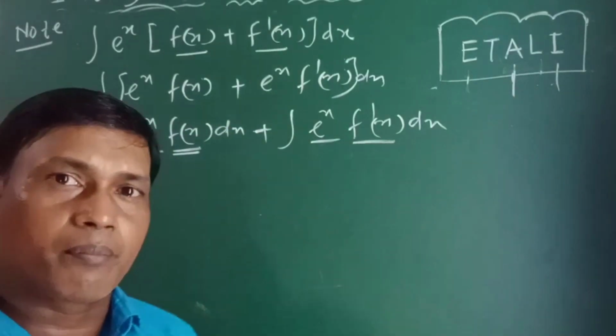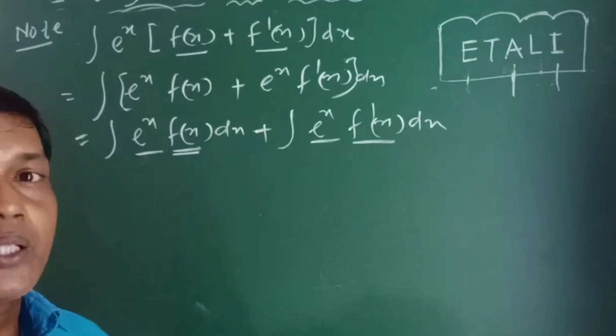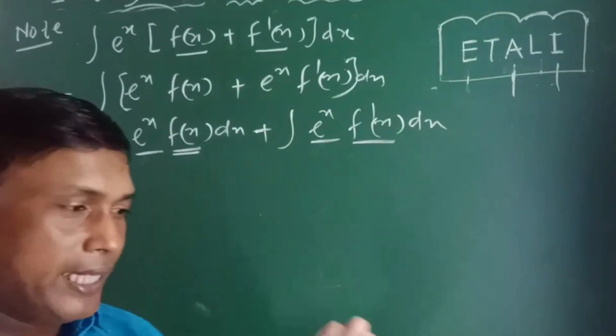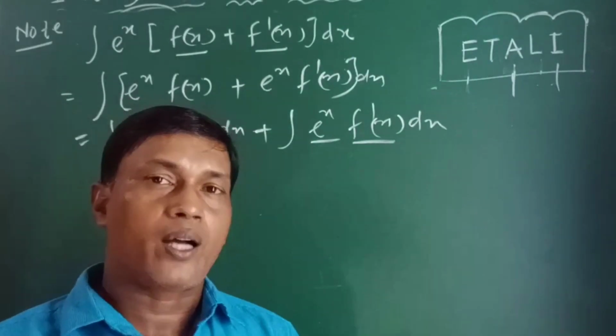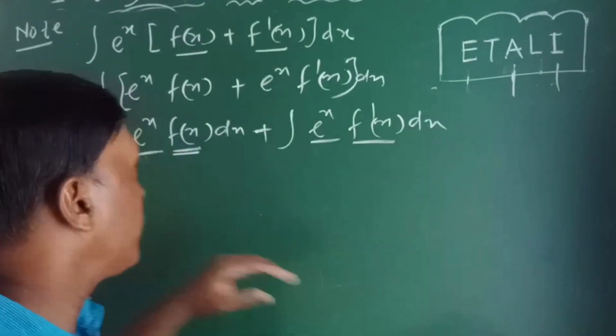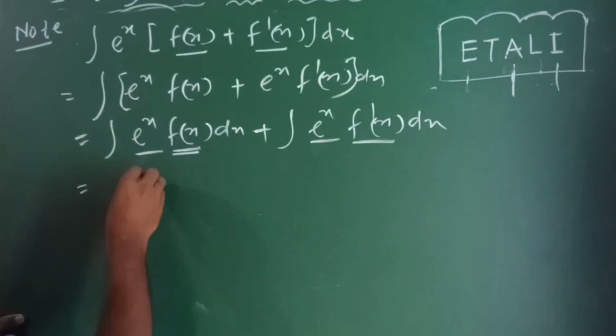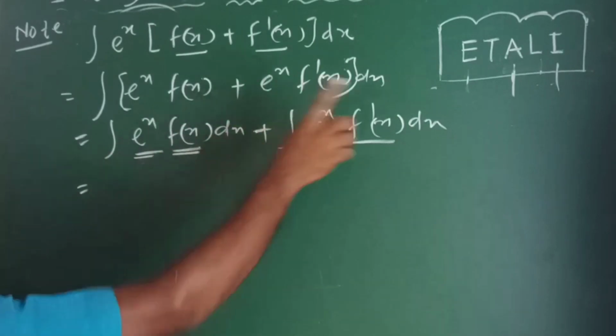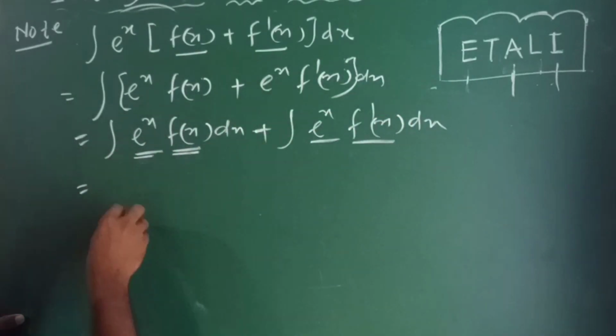You will apply the by parts formula where the function is with e to the power x. जहाँ e to the power x के साथ function है वहाँ तुमको by parts अप्लाई करना पड़ेगा, इधर by parts अप्लाई नहीं करना पड़ेगा. कैसे देखो? Now the by parts formula, here e to the power x is first function, always e to the power x is first function, and this is second function. Now what happens?